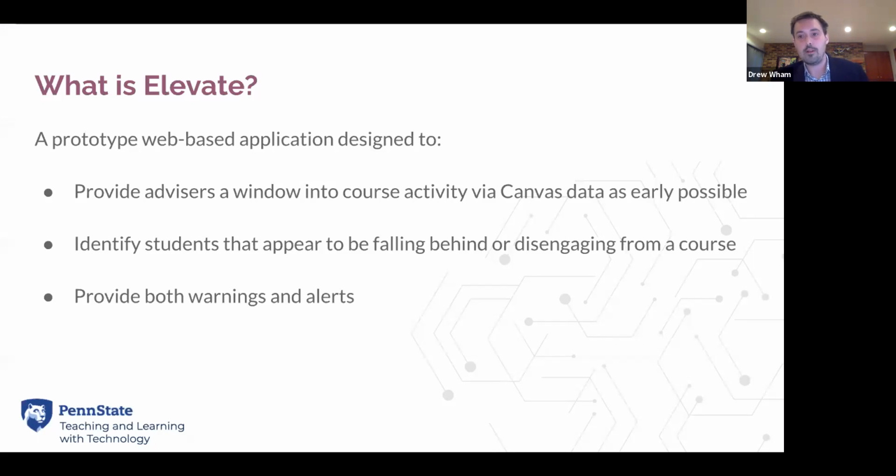And Elevate provides that window for advisors, and it helps identify students that appear to be either not engaging at all in their courses over a certain period of time, or are engaging significantly less than their peers in the classroom. And this gives us the ability then to create warnings and alerts. And these warnings both appear natively inside of Elevate, the application, and for the advisors, but also can appear outside of that in a daily email digest that is sent to advisors.